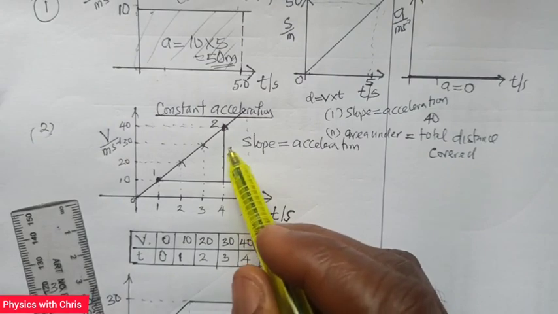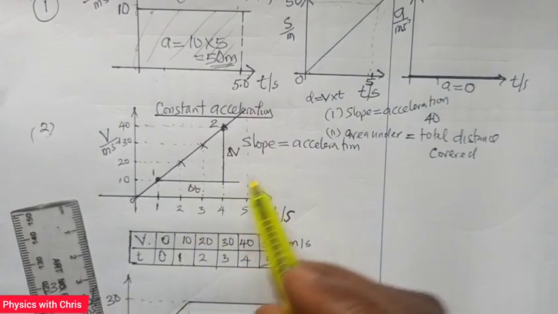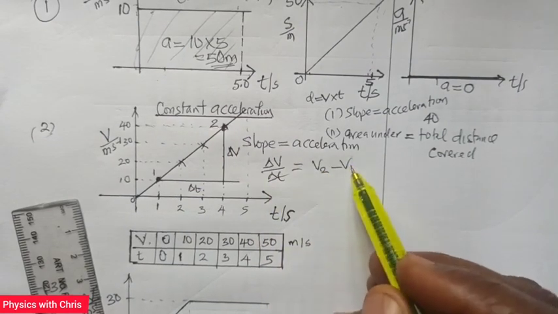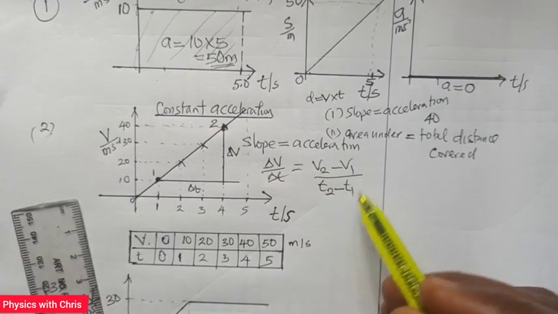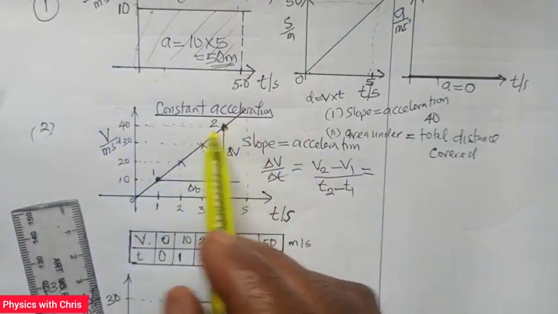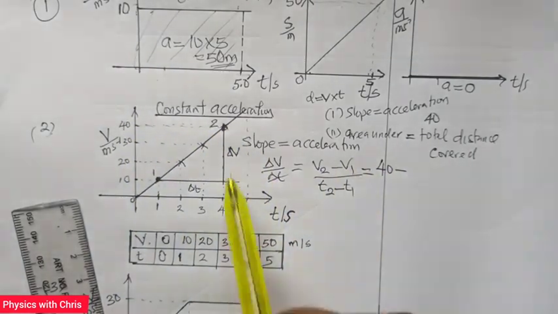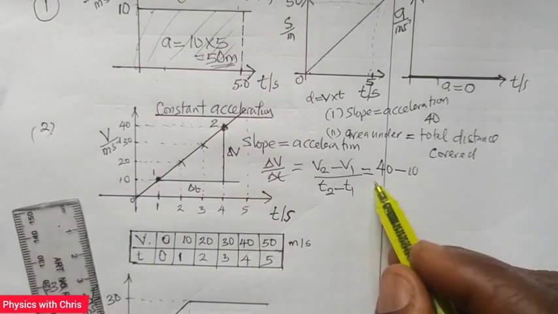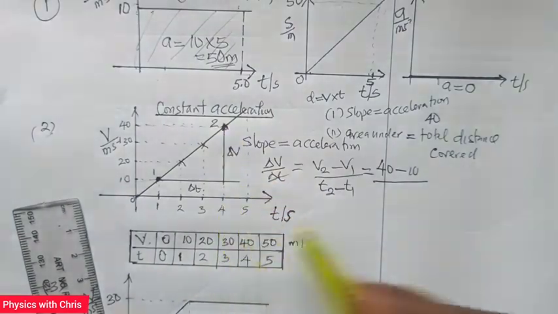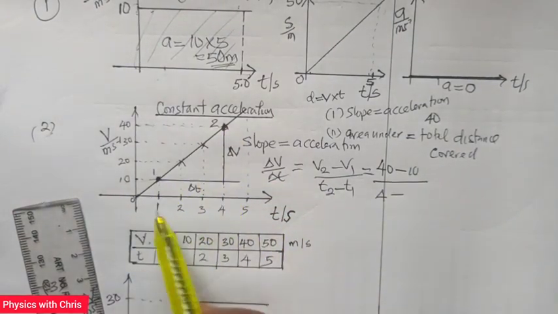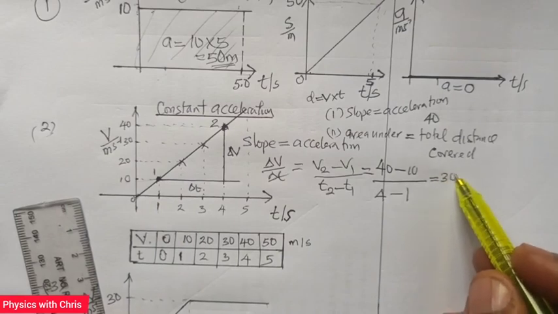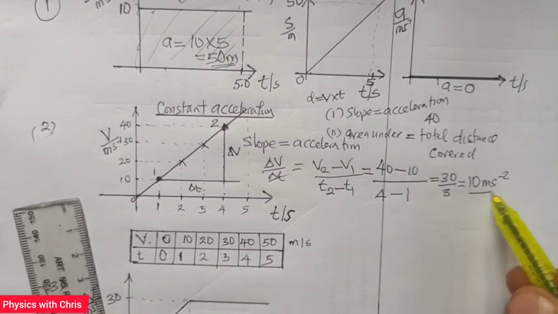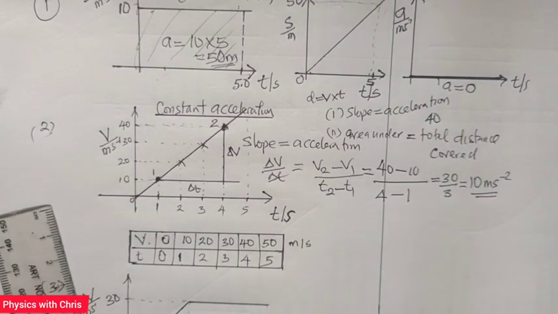This is my change in velocity. This is my change in time. So my change in velocity over change in time gives me v2 minus v1 over t2 minus t1. My v2 is 40, minus point 1, my v1 is 10, over my t2, that is 4 seconds, minus my t1, that is 1. That gives me 30 over 3. That gives me 10 meters per second squared. Of course, that is acceleration. That's why I put the unit meter per second squared there.